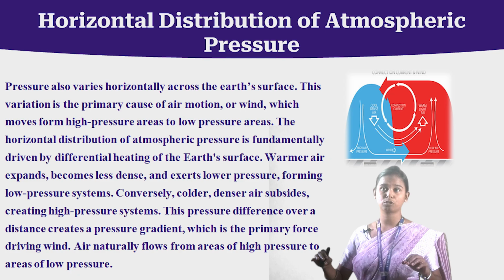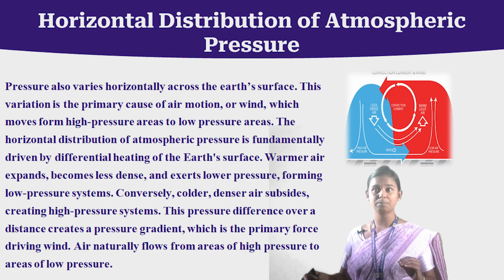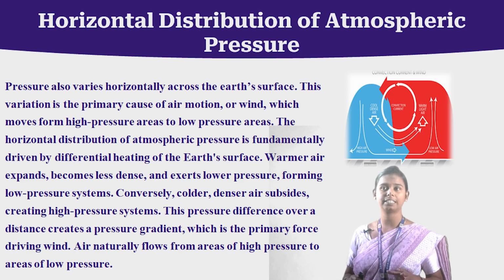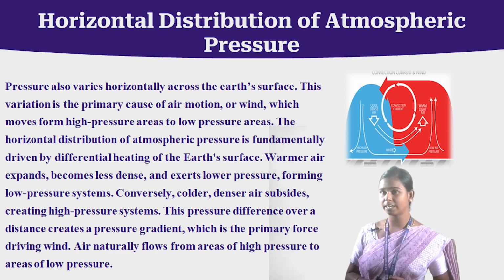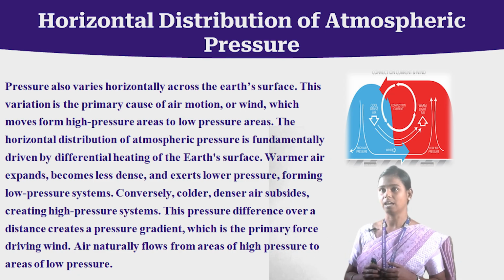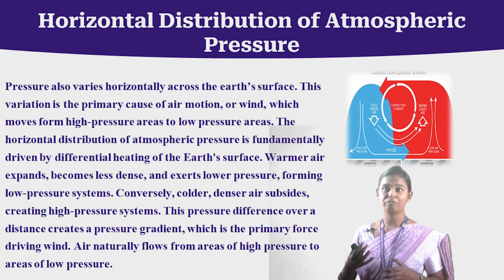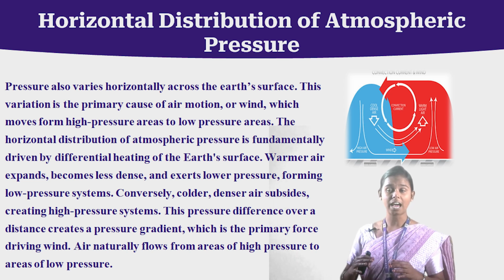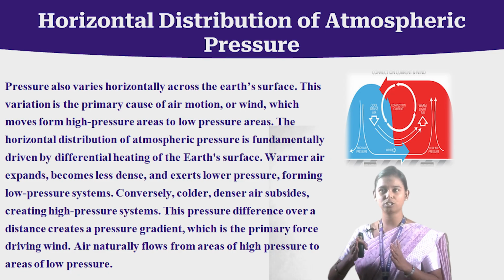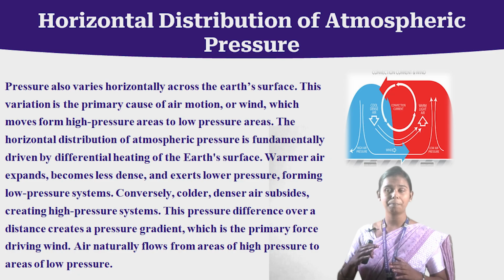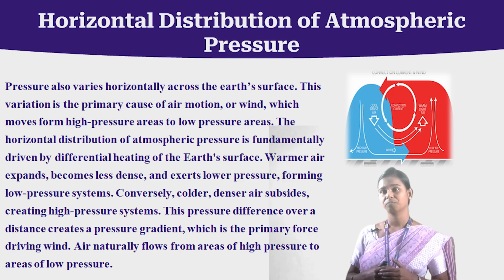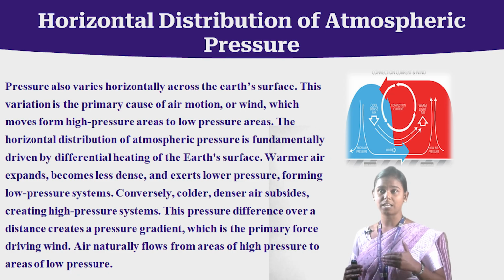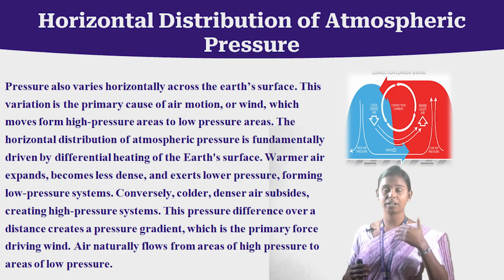The horizontal distribution of atmospheric pressure is fundamentally driven by the differential heating of Earth's surface. The warmer air expands, becomes less dense, and exerts lower pressure, forming a low pressure system. Conversely, colder, denser air subsides, creating a high pressure system. This pressure difference over a distance creates a pressure gradient, which is the primary force driving wind. Air flows from the areas of high pressure to the areas of low pressure.